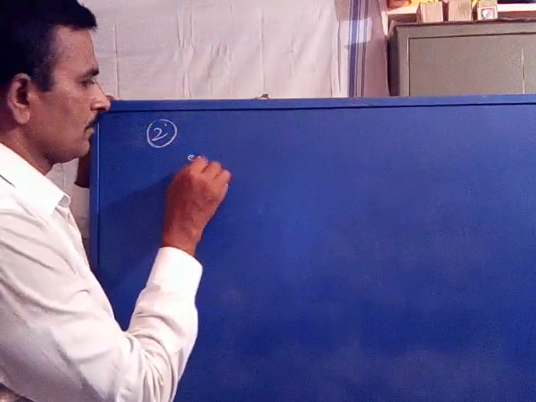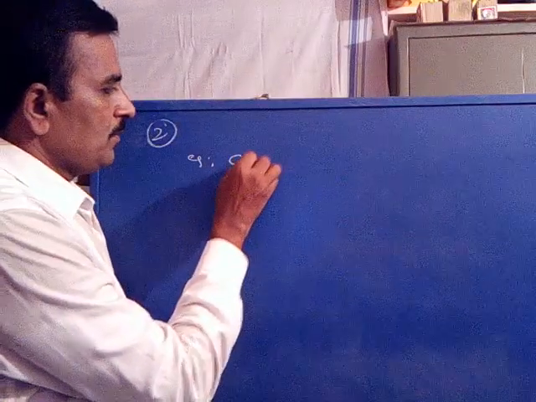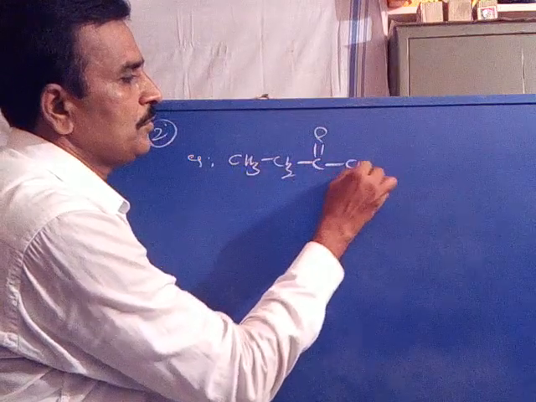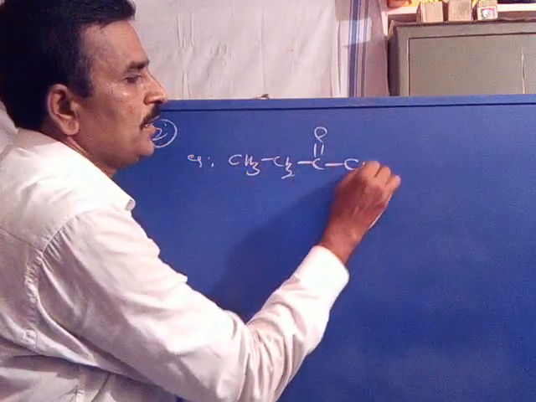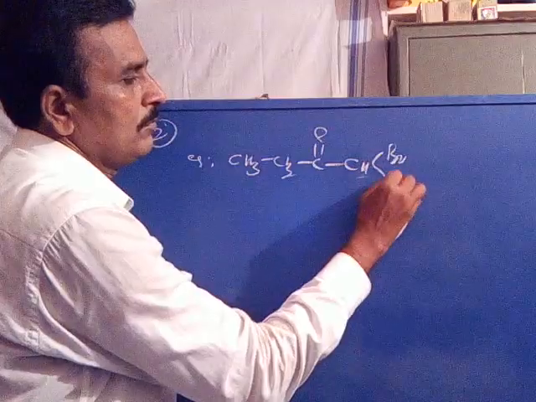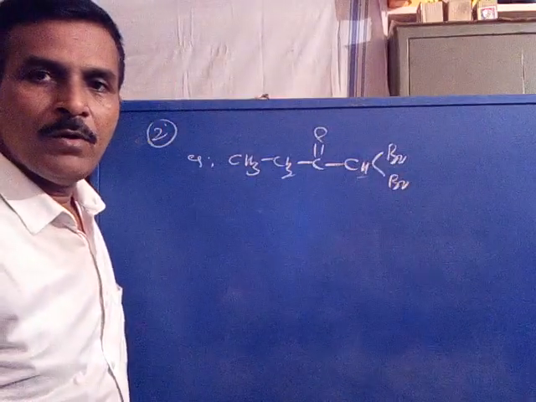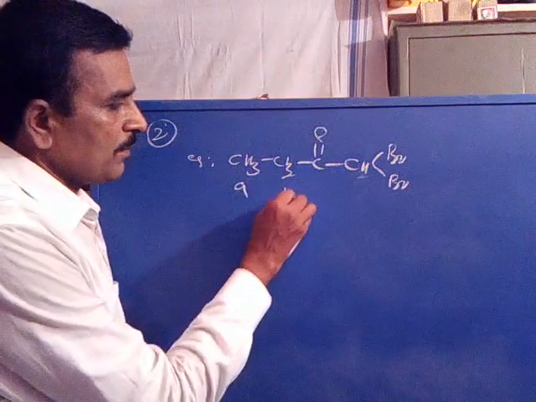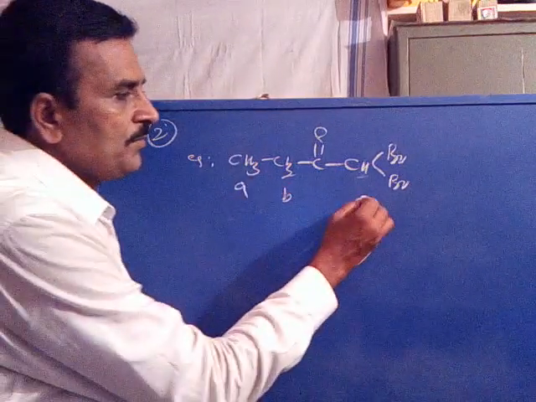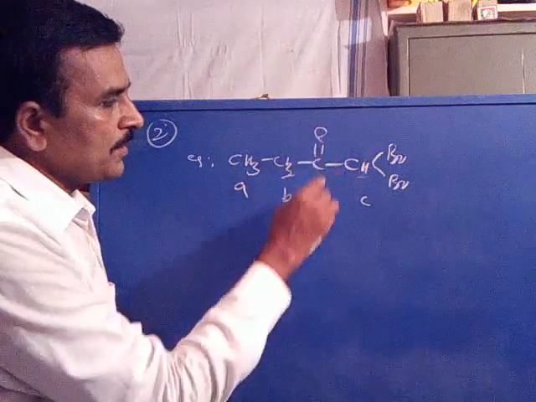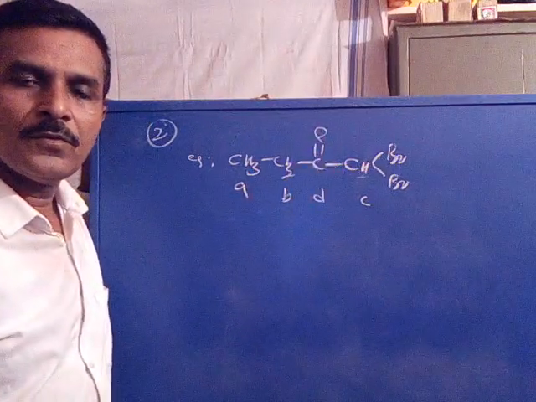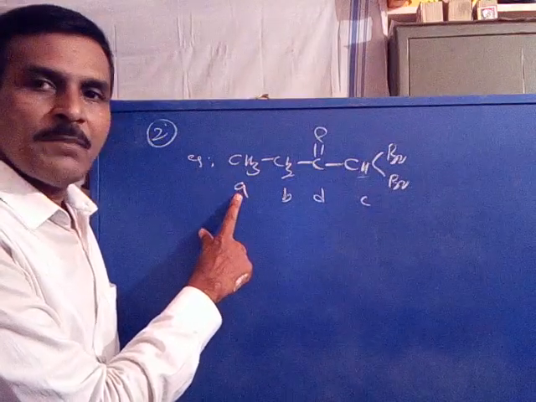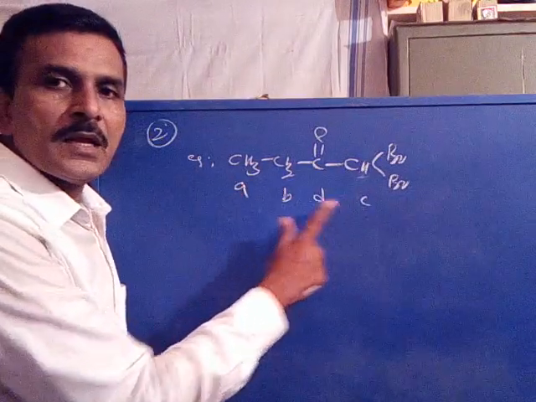Example, CH3, CH2, C=O, CH2, CHBr2, alpha alpha dibromo butanol. This is carbon A, this is carbon B, CH2 carbon is B, CH carbon is C, carbon without hydrogen, the carbonyl carbon, is D. So there are four non-equivalent carbons: carbon A, carbon B, carbon C, carbon D.